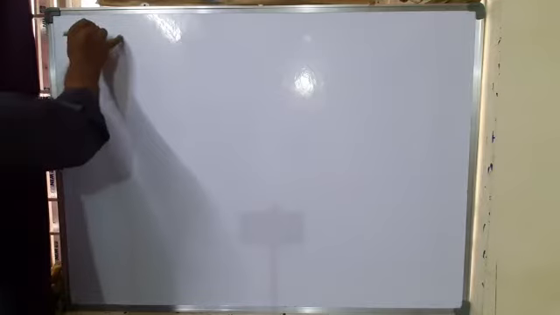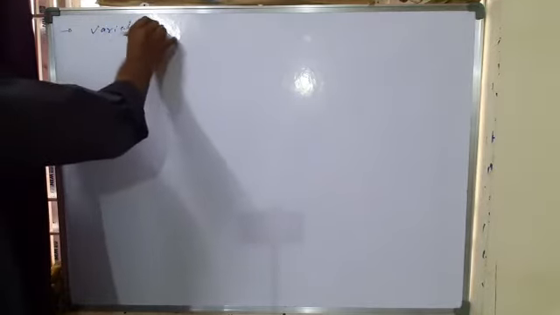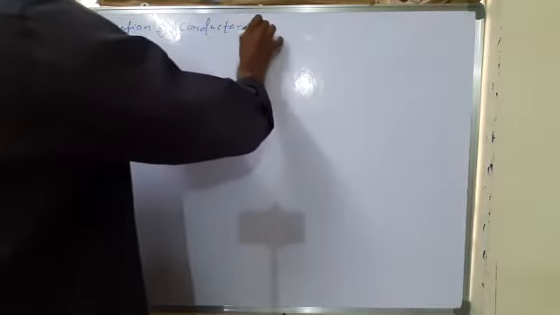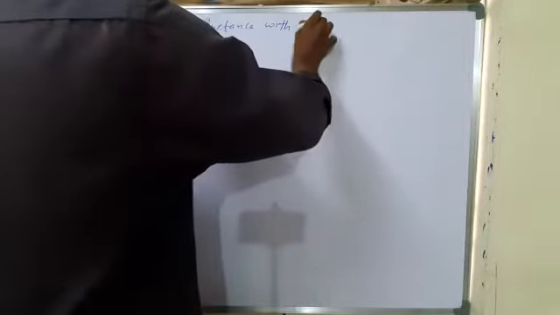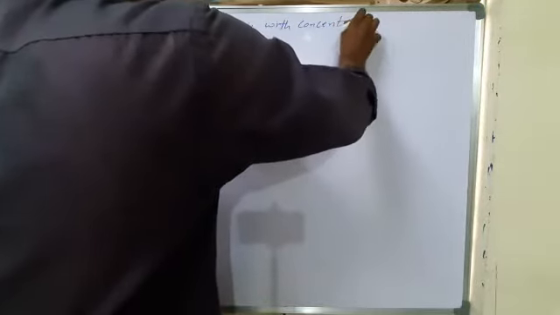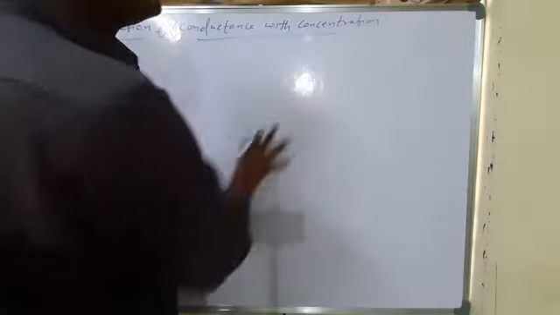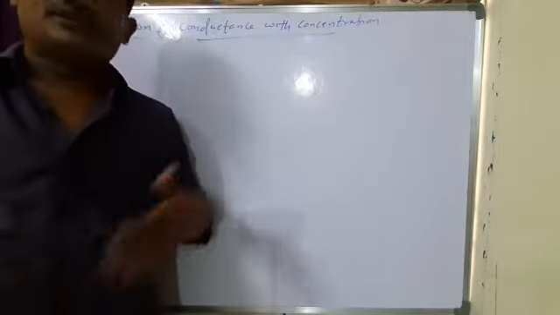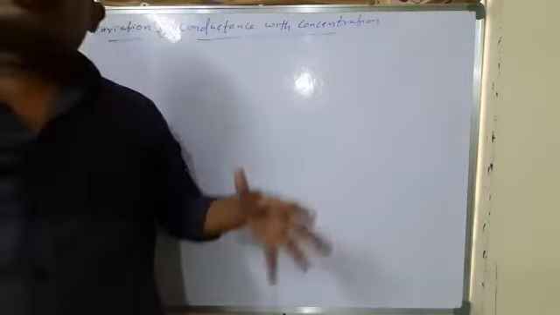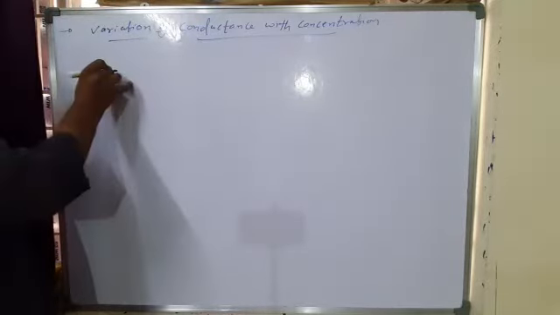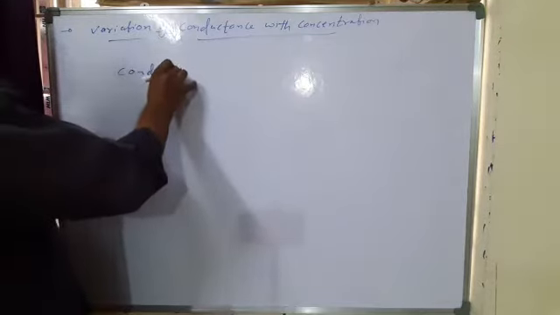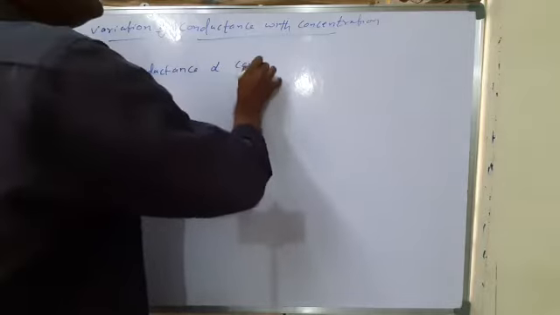Variation of conductance with concentration. Generally, as concentration increases, conductance also increases because the number of ions increases. If the number of ions increases, then the conductance also changes. Here, the conductance of an electrolytic solution is directly proportional to concentration.